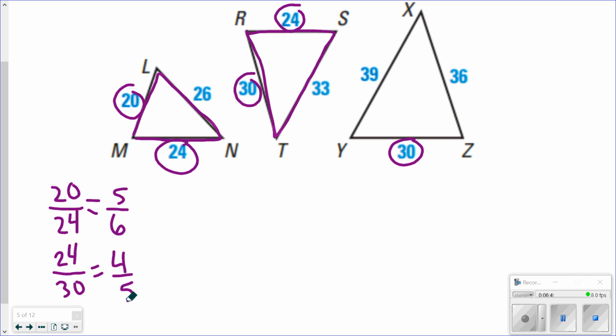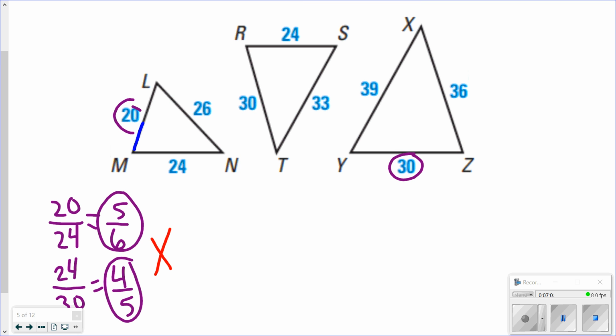All right, so I can stop here. Right away, I know that these two triangles are not congruent because one of my ratios is 5/6, the other one is 4/5. They're not the same, so these two triangles are not similar. All right, so next let's look at these two triangles.